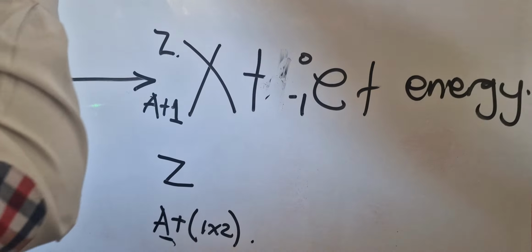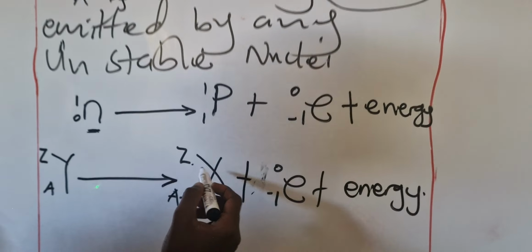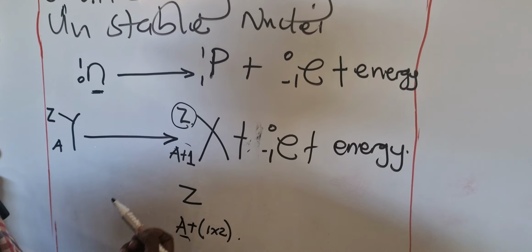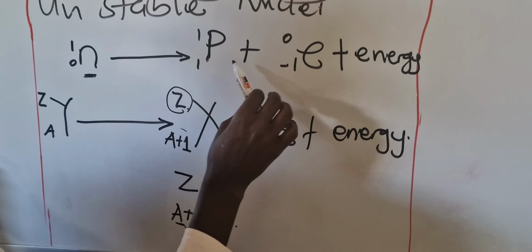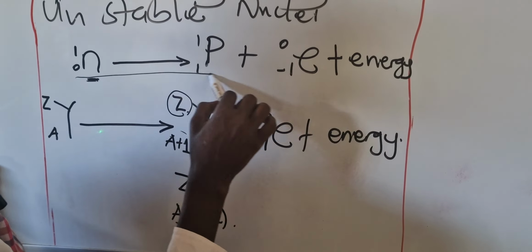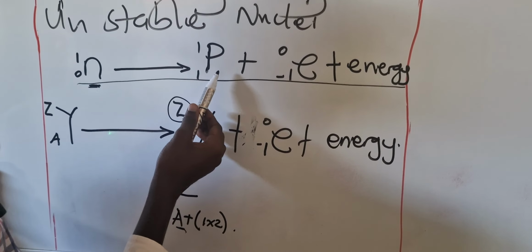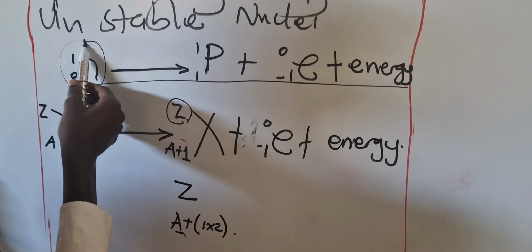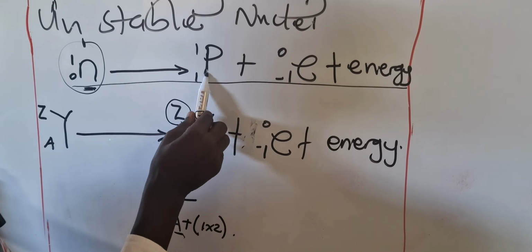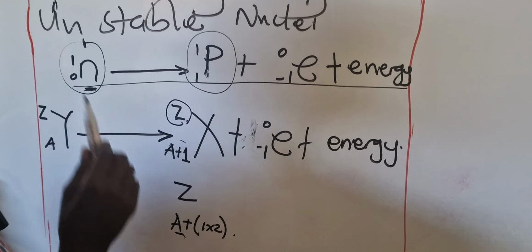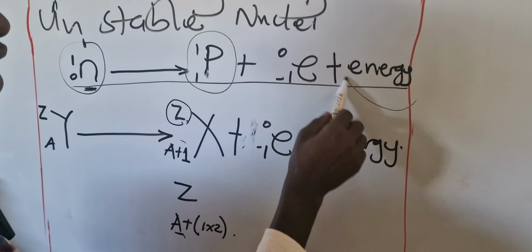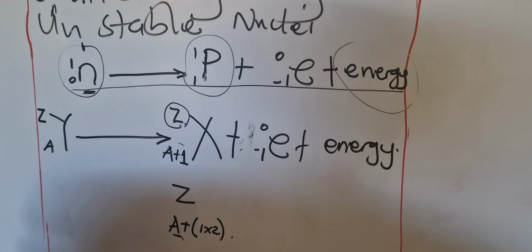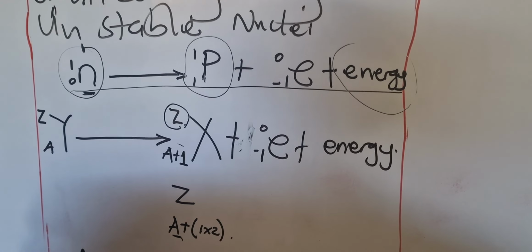So emission of a beta radiation will always affect only the atomic number, not the mass number. This is because during this kind of emission or decay, one of the neutrons in the nucleus of that atom will always be converted to a proton, emitting a certain amount of energy. The main thing we are talking.